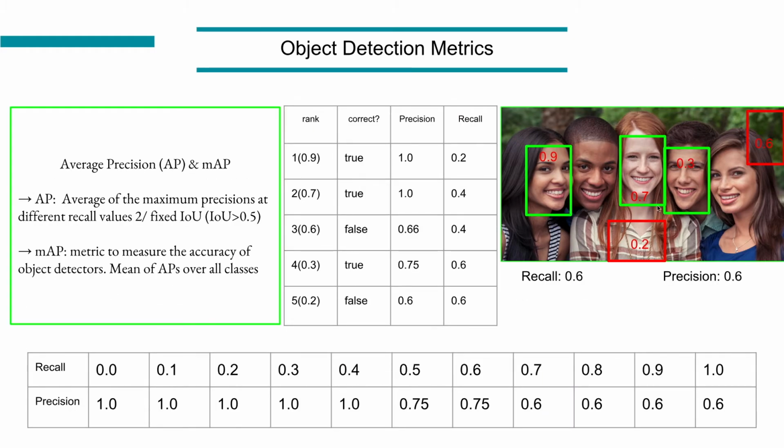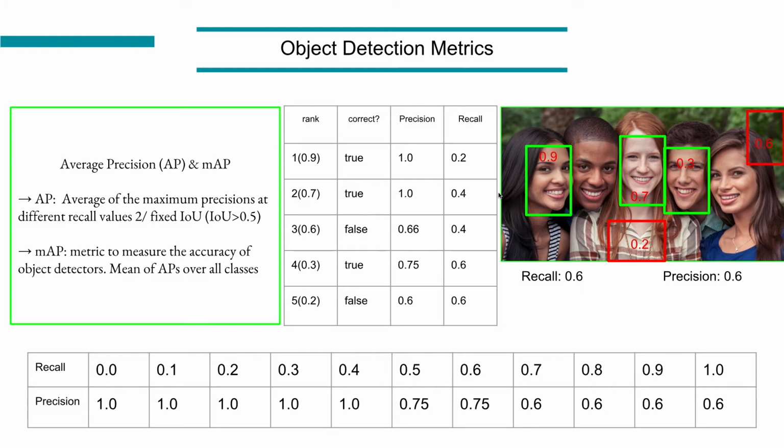So this is true, right? True. Okay, this is true. This is false. This is true, and this is false. And then here the precision is, so let's assume your confidence threshold was 0.89, something like this. That means you detected one of 5 faces. So recall is 0.2 and precision is 1. And let's assume your confidence threshold is 0.69.